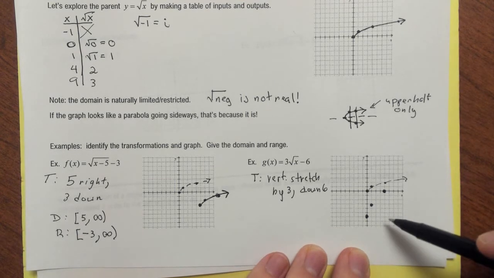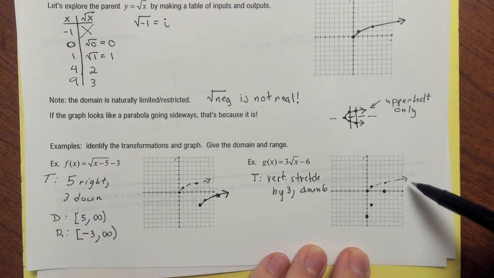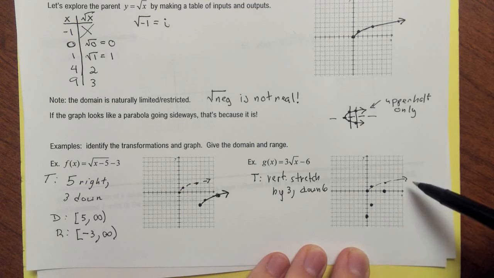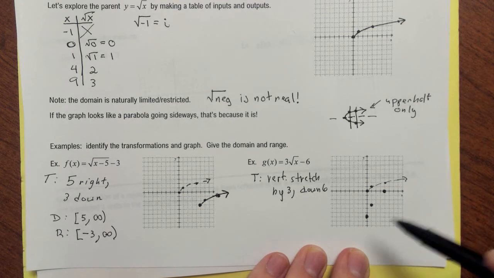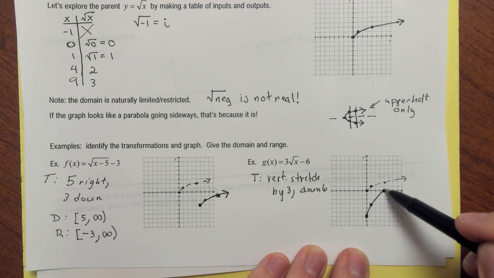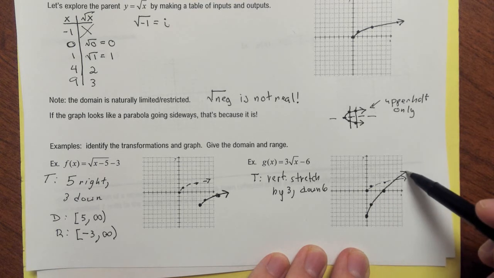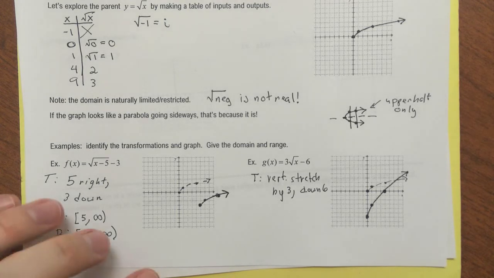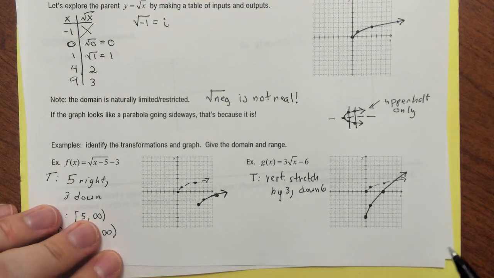And I'll keep going in this fashion. The next point right over here, if I went 9 to the right, I would normally go up 3, but since it's stretched, I would go up 9. But these 3 points are probably enough to get a decent graph. Just try and connect it with a nice smooth curve. Notice that stretch makes it much less flat.